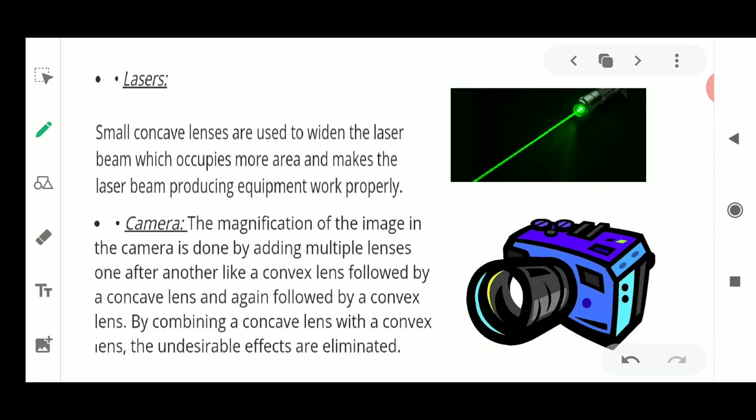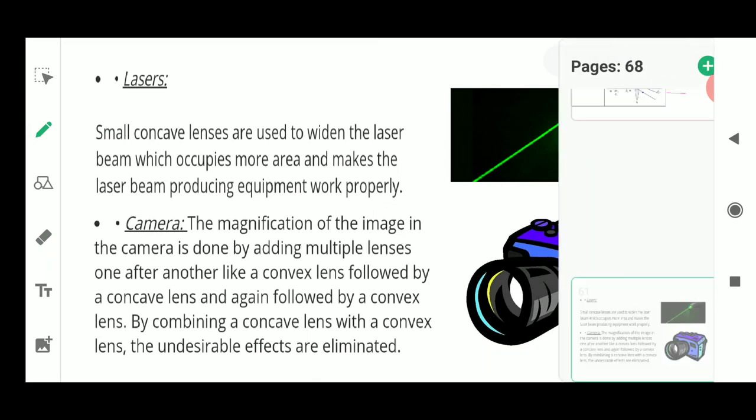So the magnification of the image in the camera is done by adding multiple lenses one after another, like a convex lens followed by a concave lens, again followed by a convex lens. By the combination of the concave lens with the convex lens, undesirable effects are eliminated. That is why whenever we are using the camera, telescope or binoculars, we study them under this heading of uses of concave lens. Why? Because in the combination with the convex lens, the concave lens is present over there. So we can write these examples in both cases.